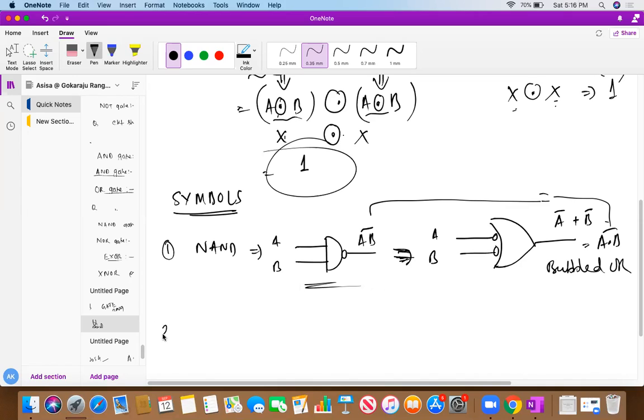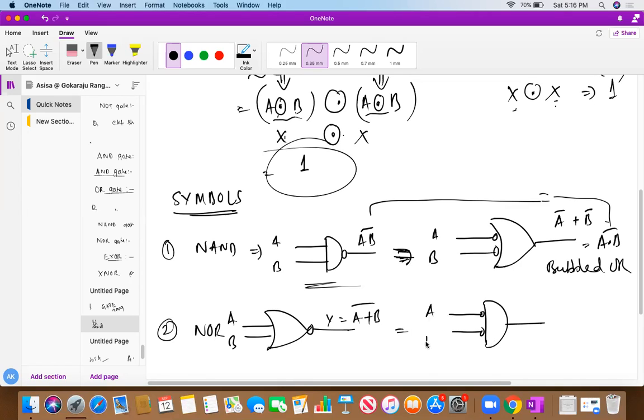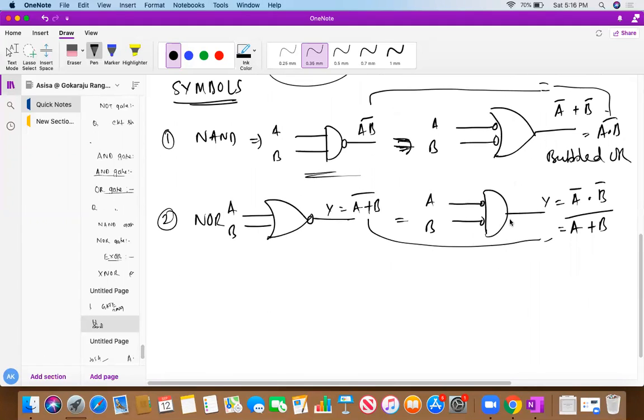Now the next symbol: what is the NOR gate symbol? The NOR gate symbol is very simple. With inputs A, B, Y is A OR B bar, which is also equal to a bubbled AND gate. With A, B as inputs, I get A bar and B bar. As we know, A bar and B bar is A OR B bar. So these are equal. This is my NOR and bubbled AND. Both are similar.